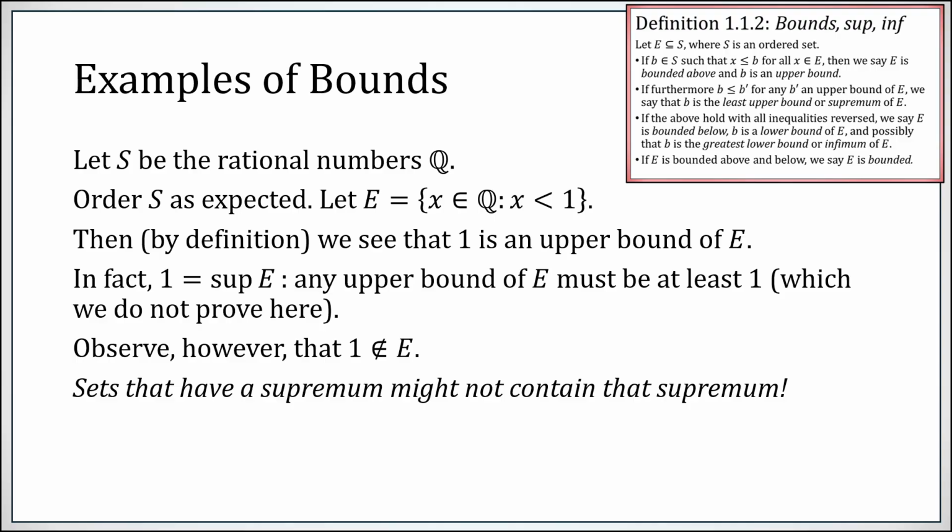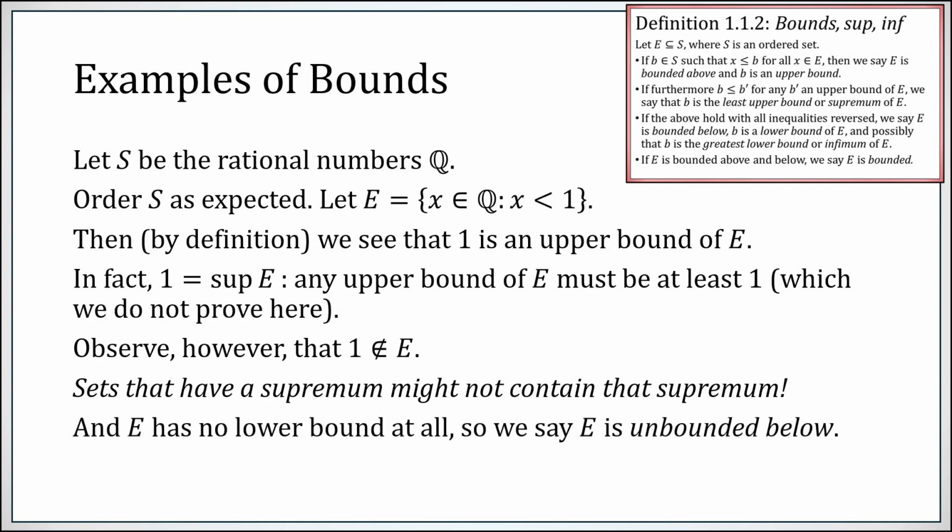Its supremum is 1. 1 is an upper bound, and it's the smallest possible upper bound, but it's not actually in the set. So it's entirely possible for a set to have a supremum, and the supremum may not actually be in the set under consideration. Also, this set E doesn't even have a lower bound. We were taking here all rational numbers less than 1. That goes off for larger and larger negative numbers. Those would all be less than 1. So there is no lower bound to this set. We would therefore say the set is unbounded or not bounded below.